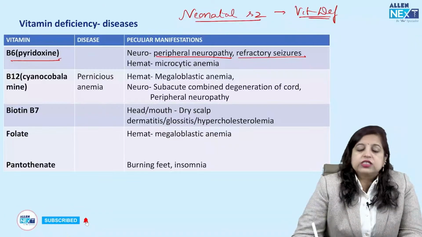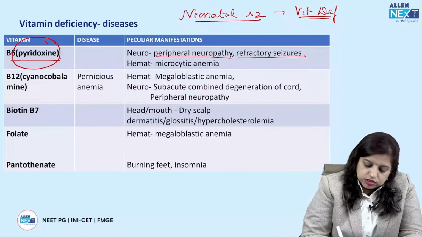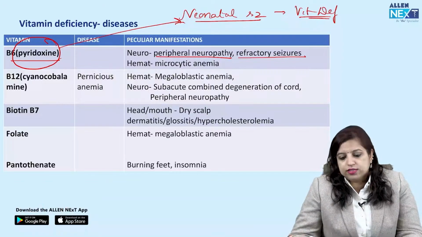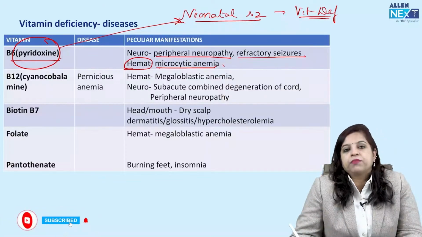Which vitamin deficiency is responsible for one kind of neonatal seizures? Yes, the answer is pyridoxine. Always remember that pyridoxine deficiency can give rise to neonatal seizures also. And the hematological manifestation would be microcytic anemia.